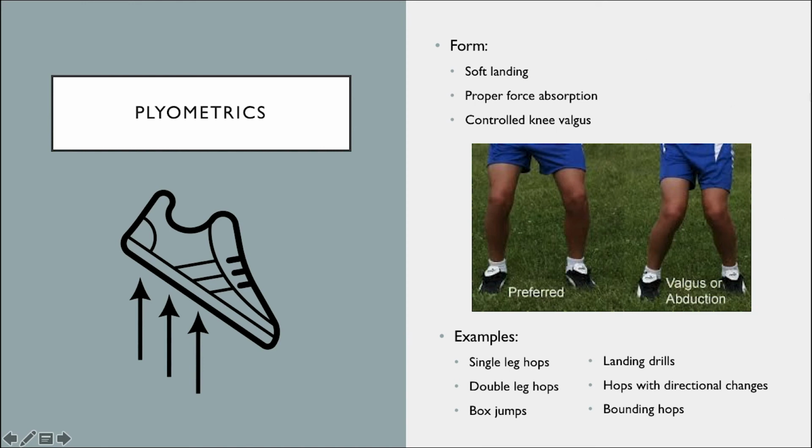So we're looking at the athlete performing their jumps with a soft landing, getting that appropriate force absorption through the slight bend in the knees, and controlling for that knee valgus. So some examples of drills, we got single leg hops, double leg hops, bounding hops, landing drills, box jumps. All of that is great as long as they're getting some kind of external cueing to make sure that we're getting this versus this. That's the most important part.